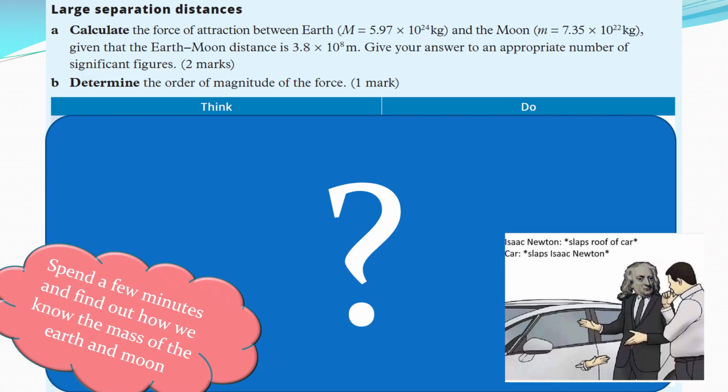Okay, let's look at an example of our equation. So part A there, calculate the force of attraction between Earth and the Moon, given that the Earth-Moon distance is that. So we have one mass, another mass. It's a calculate question, so it's going to be numbers that we plug into our calculator. We have a distance, so we've got to work out the force of attraction, and then determine the order of magnitude of the force.